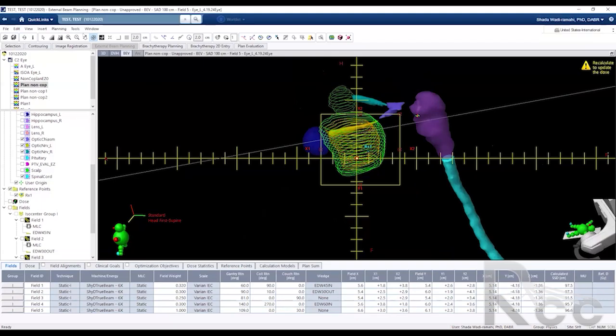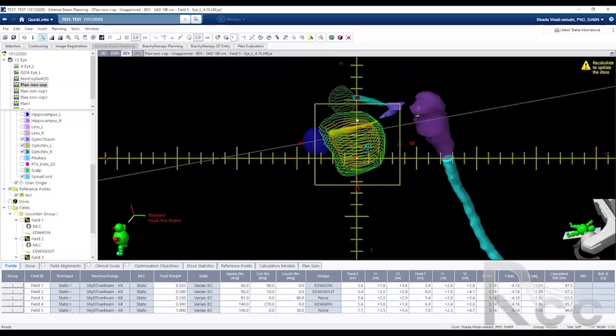Oh, yeah, remember ICRU 52 that we talked about? You have to make sure you give enough distance from the edge of the field to the PTV to build up to your prescription dose. So at least give it 5 to 6 millimeters for the penumbra.